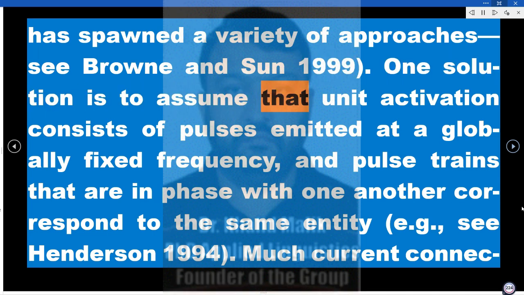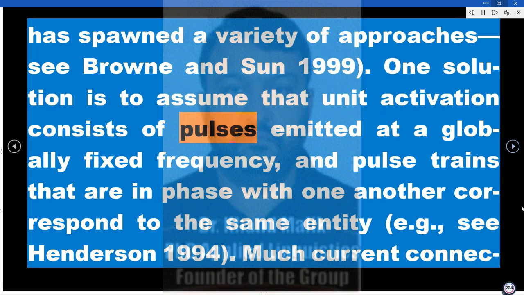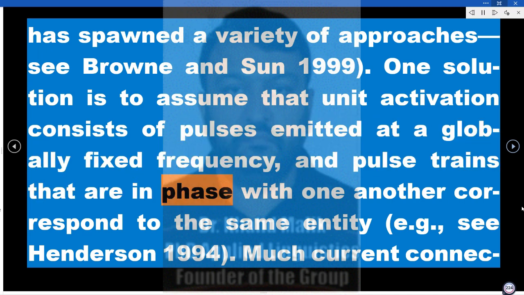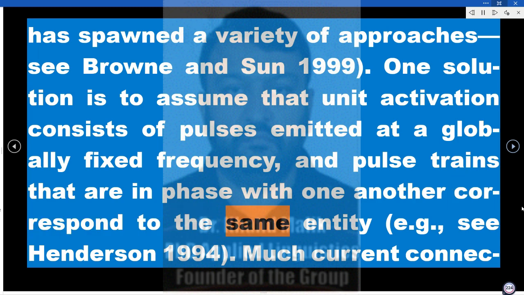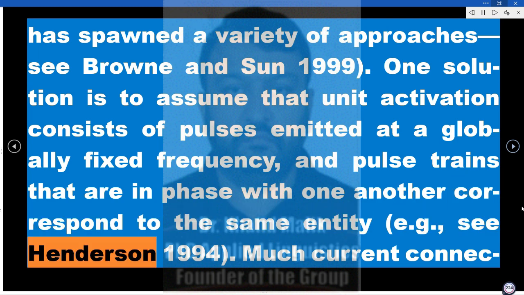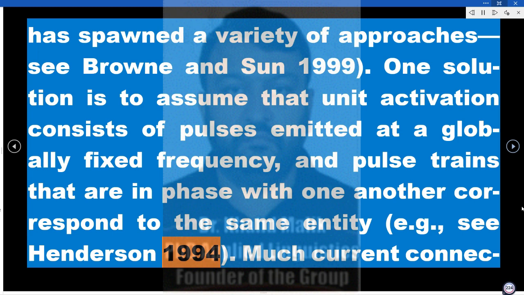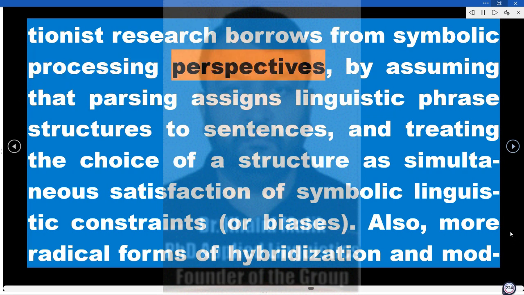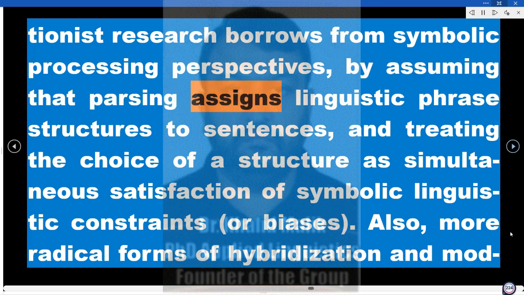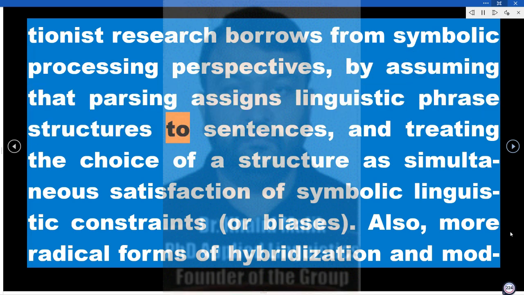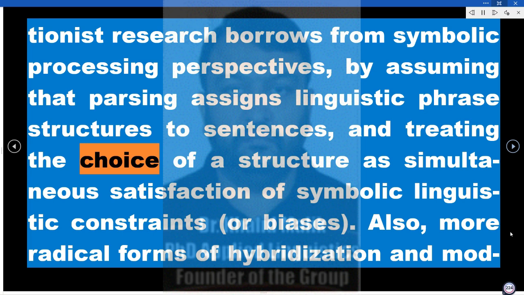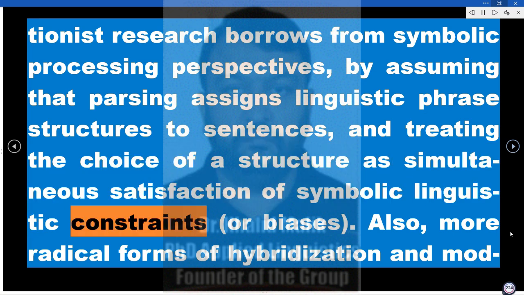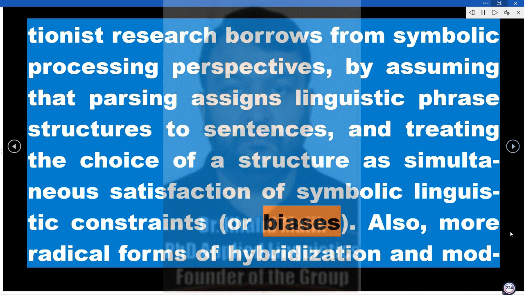One solution is to assume that unit activation consists of pulses emitted at a globally fixed frequency, and pulse trains that are in phase with one another correspond to the same entity, for example see Henderson 1994. Much current connectionist research borrows from symbolic processing perspectives, by assuming that parsing assigns linguistic phrase structures to sentences, and treating the choice of a structure as simultaneous satisfaction of symbolic linguistic constraints, or biases.